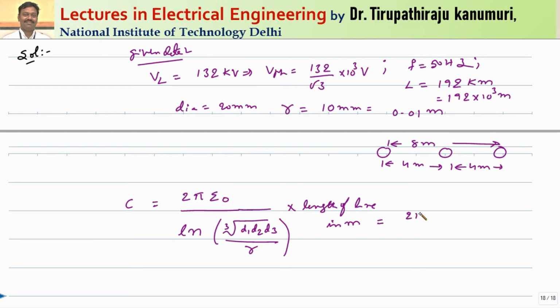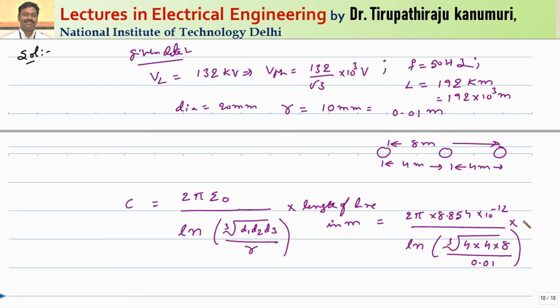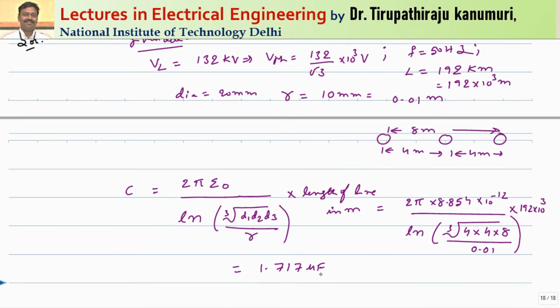So I am just substituting it. This will become 2 pi into epsilon naught, which is 8.854 into 10 to the power of minus 12, divided by ln of the cube root of the distances, the first one is 4, second one is 4, third one is 8, divided by the radius. Radius is 0.01. All are mentioned in meters. So this should be multiplied by the length of your line, which is 192 into 10 to the power of 3, because it is 192 kilometers. If you substitute this, you will get the value of capacitance as 1.717 microfarads.